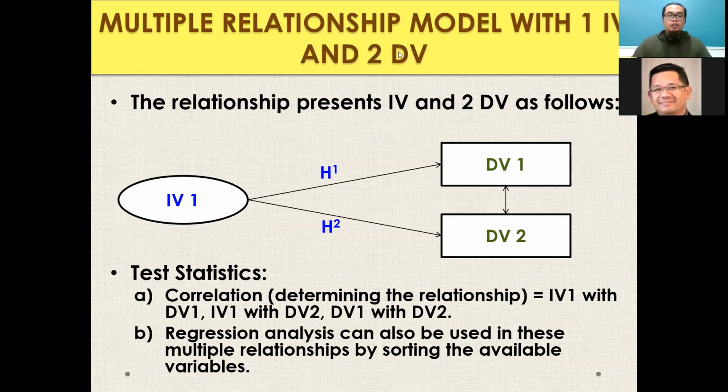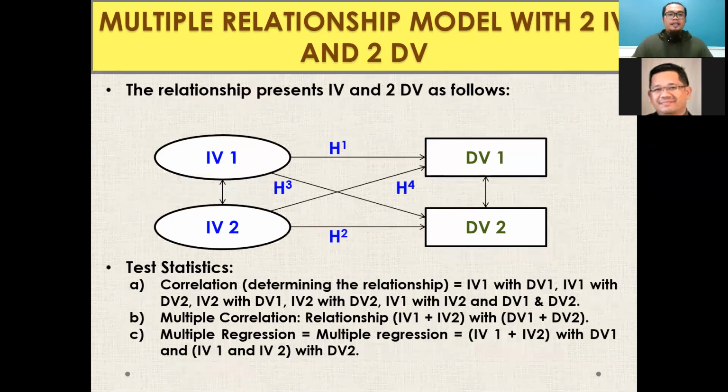In this method, we can also use regression analysis, which can also be used for multiple relationships by sorting the available variables. Next, we can also use multiple relationships, as presented in this figure, where the relationship involves IV1 and IV2 and 2 DV, so we have 2 IV and 2 DV, as follows.